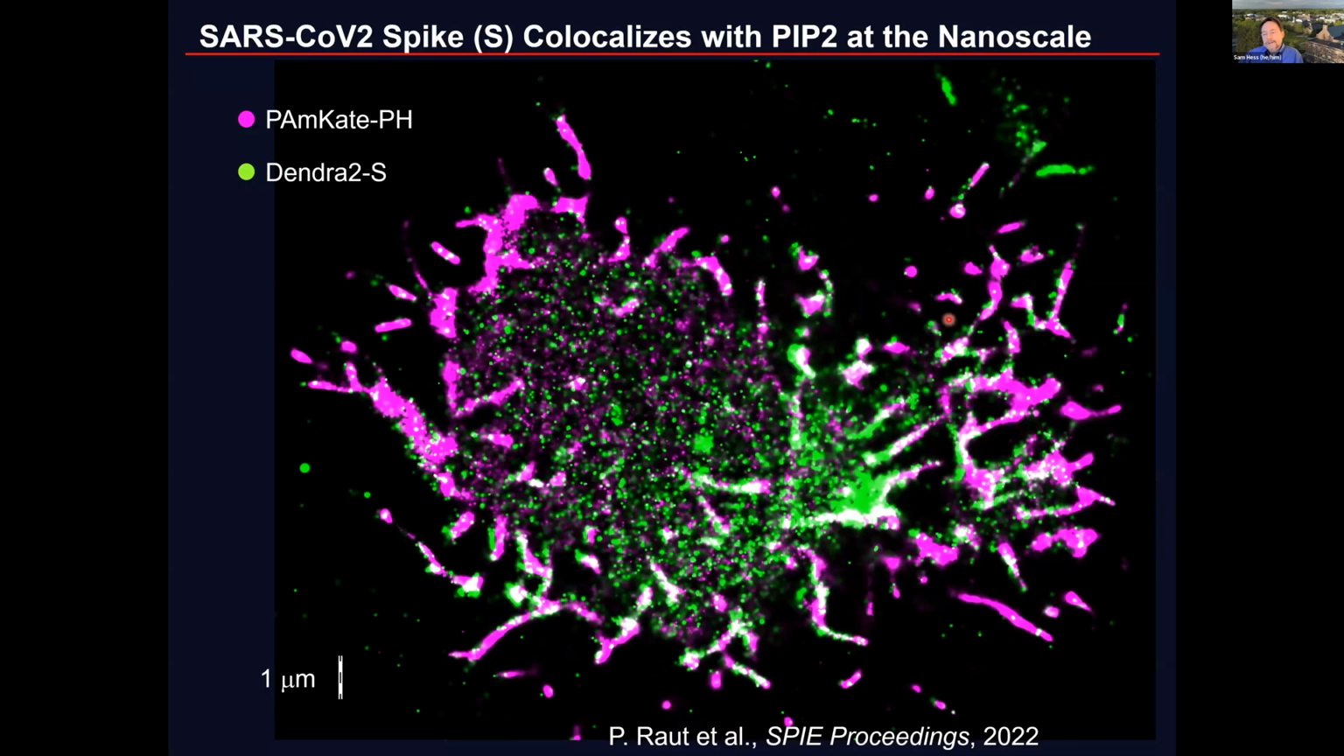Also, I mentioned that SARS-CoV-2 spike contains the same features, the acylated cysteines and the positive charges, and it's actually to an even greater degree than HA. And when we imaged the spike together with pH, again, we see these regions of strong colocalization, very reminiscent of the HA-PIP2 interaction.